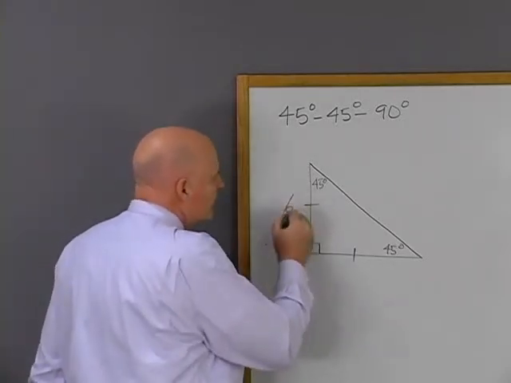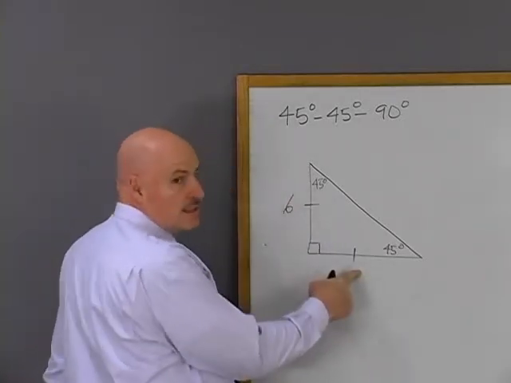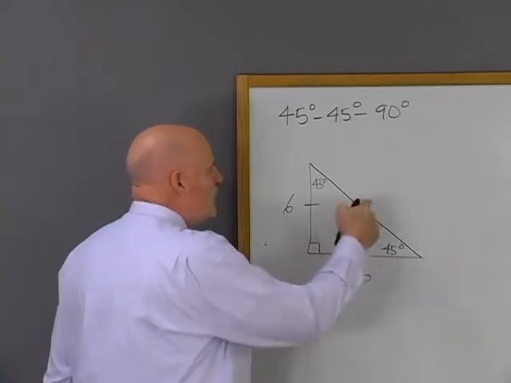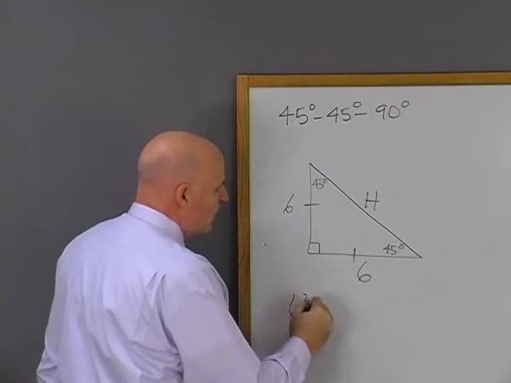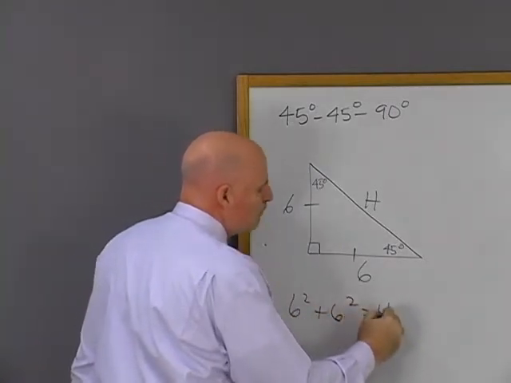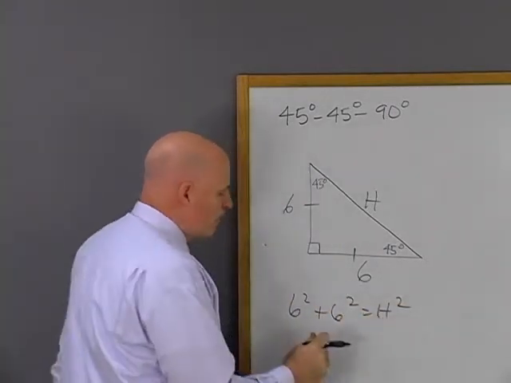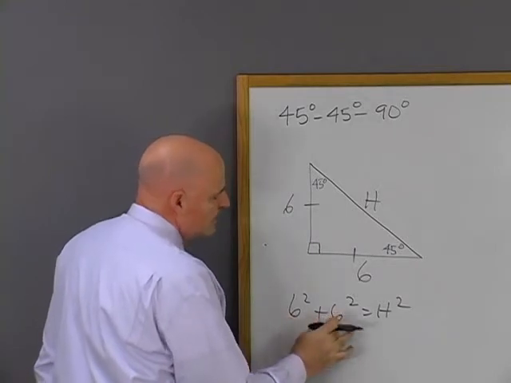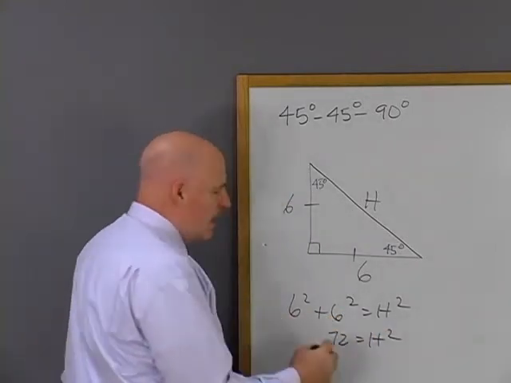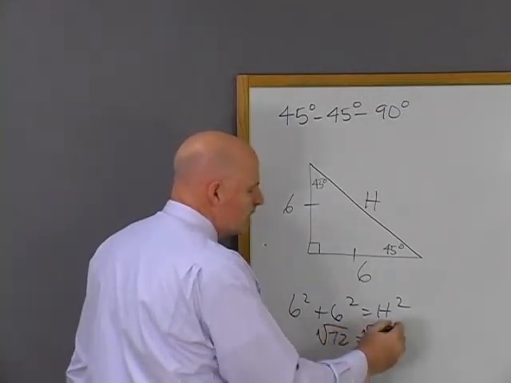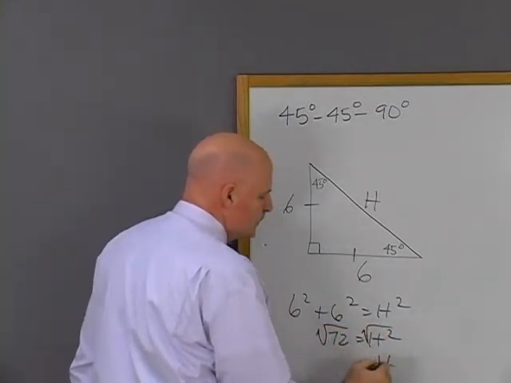Let's make this a 6. If this is 6, what's this? What would be the hypotenuse? Well, we'd have 6 squared plus 6 squared equals hypotenuse squared. 36 plus 36 would be 72 equals the hypotenuse squared. Then we have to take the square root of both sides to find the hypotenuse.